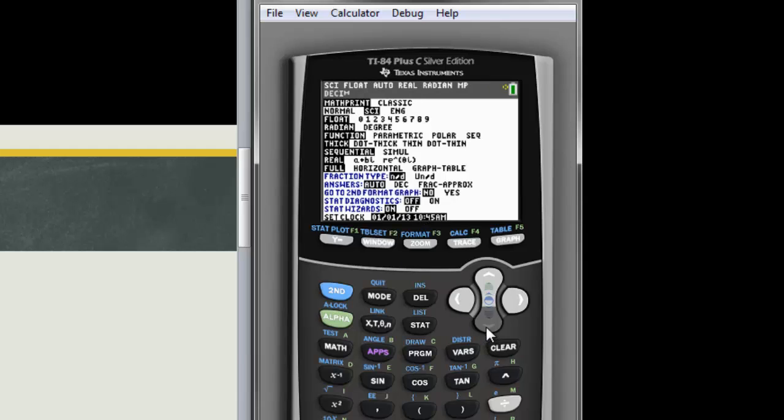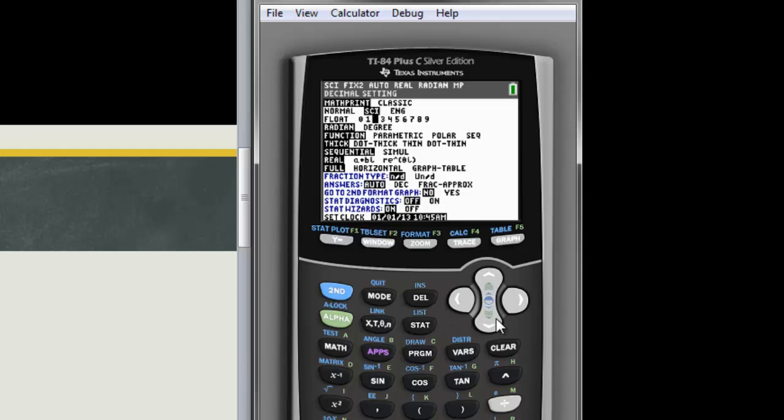Then you want to scroll down real quick where it says float. Where it says float, you want to scoot over to the right to the number 2. That'll tell the calculator automatically that it wants to do the decimal to the hundredths place, so that way you won't have to be rounding off in your head. The calculator will automatically already be rounding for you. So go ahead and push enter there.